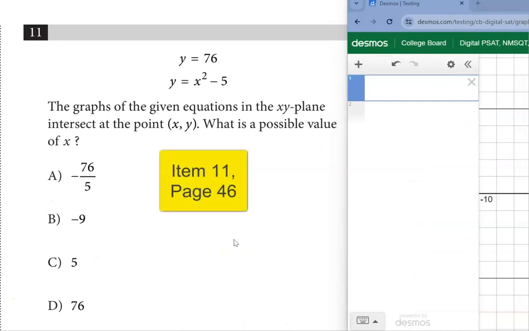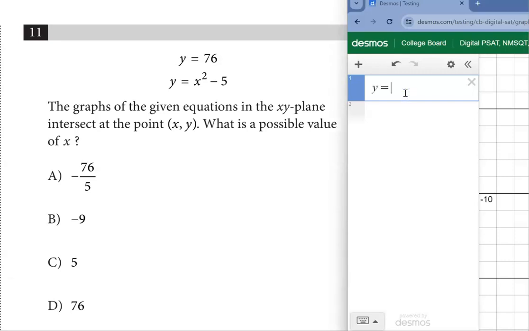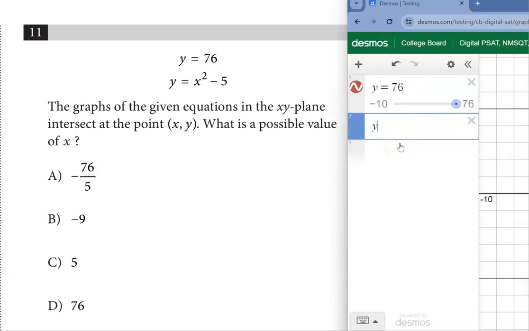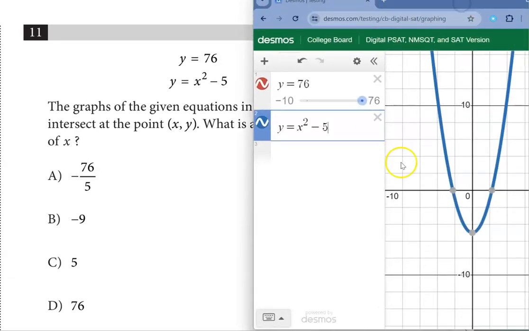The next item we're looking at is item number 11. We are still on page 46. This is a system of equations. So go ahead and type the first equation, y is equal to 76. And the second equation is y is equal to x squared, shift 6, and then put a 2, and then minus 5. Now, you should see a parabola. The line, however, is way up off of this graph.